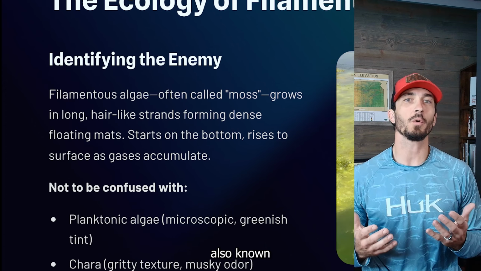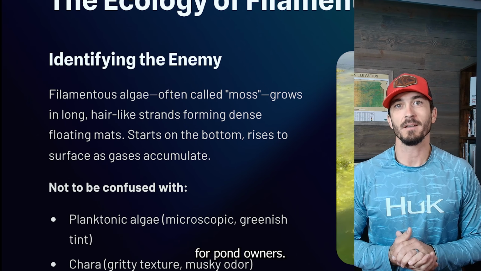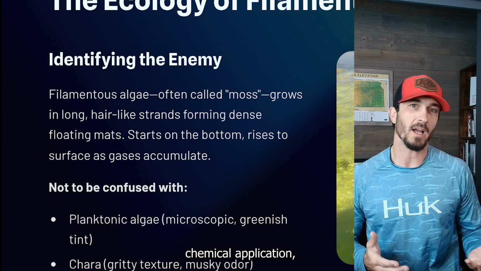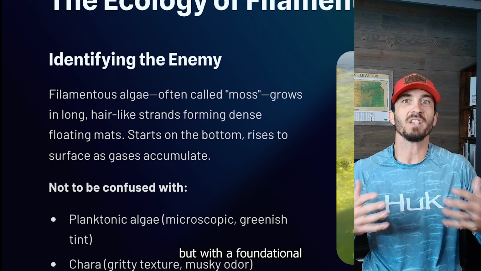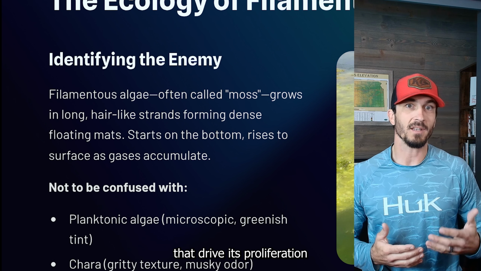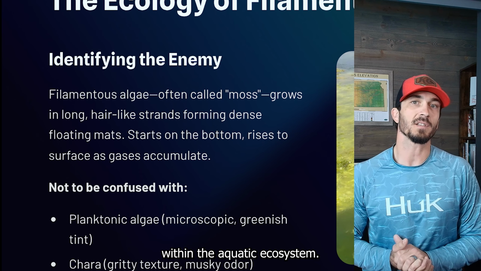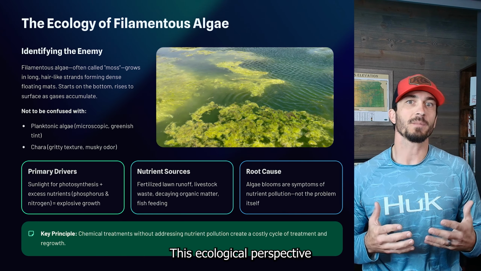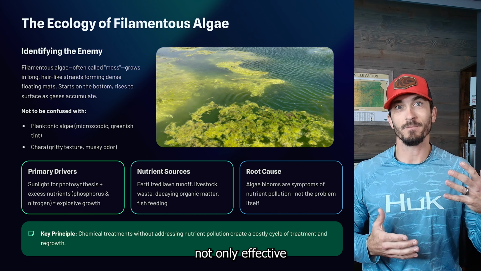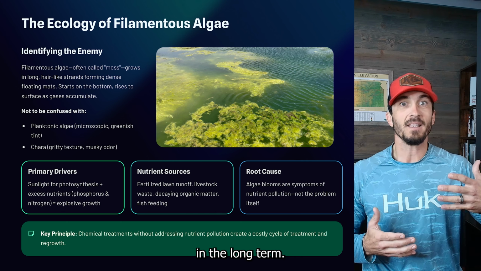Filamentous algae, also known as moss, represents one of the most frequent challenges for pond owners. Effective management of this organism begins not with immediate chemical application, but with a foundational understanding of its biology, the environmental factors that drive its proliferation, and its role within the aquatic ecosystem. This ecological perspective is essential for developing a control strategy that is not only effective in the short term, but also sustainable in the long term.